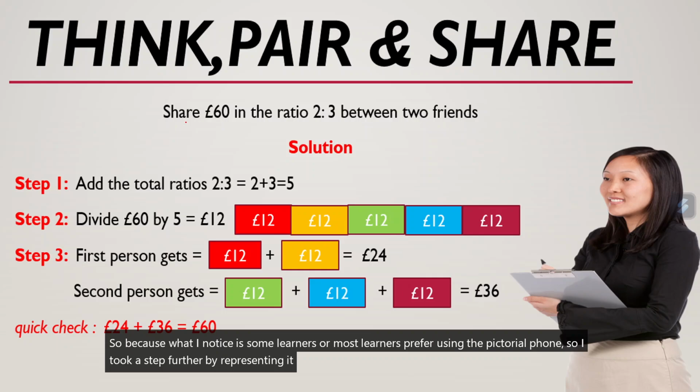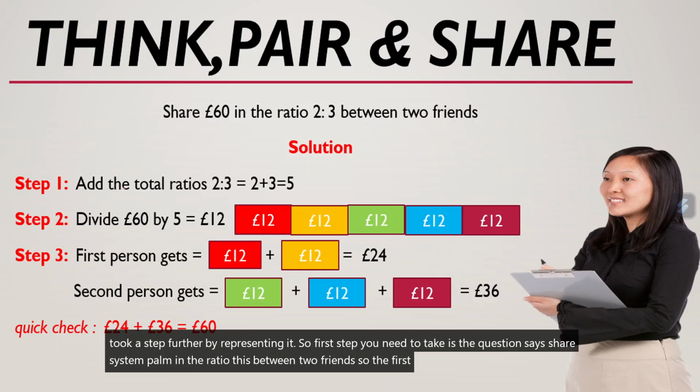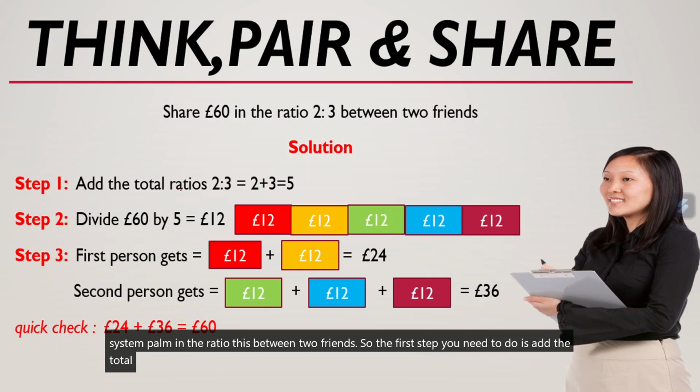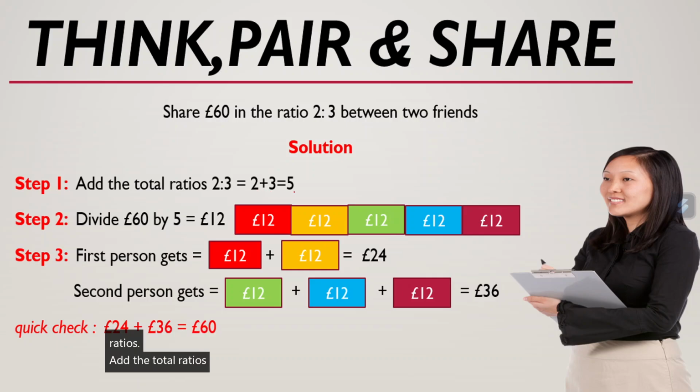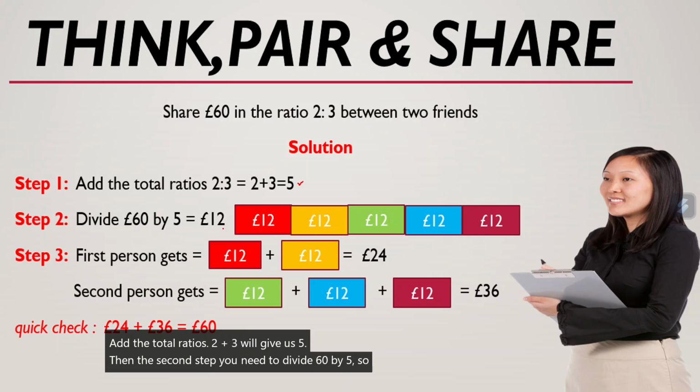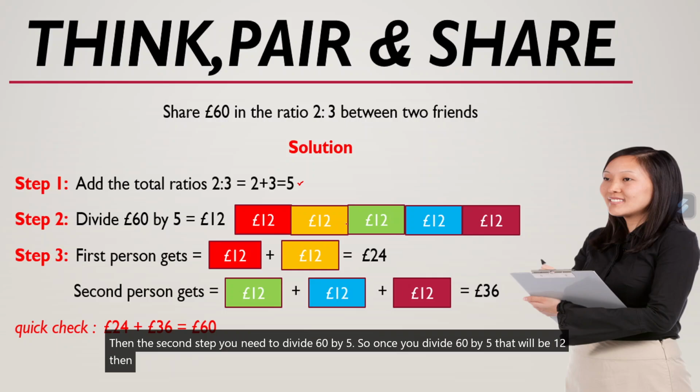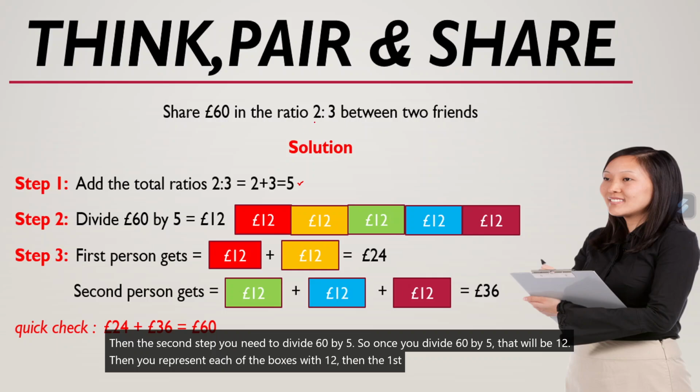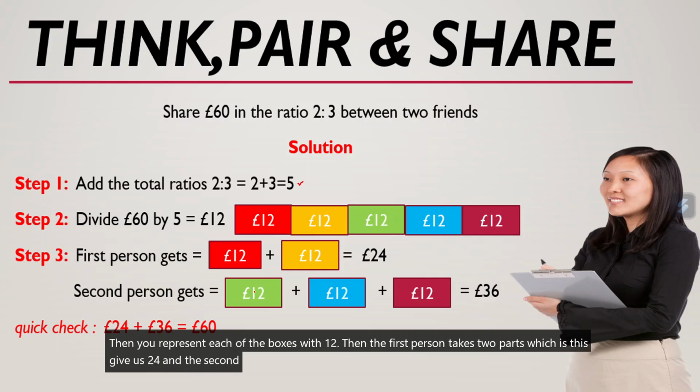So the first step you need to take: the question says share 60 pounds in the ratio 2 to 3 between two friends. So the first step is to add the total ratios, which is 2 plus 3, giving us 5. Then the second step, you divide 60 by 5, which will be 12. Then represent each of the boxes with 12. Then the first person takes two parts, which gives us 24, and the second person takes three parts, which gives us 36.